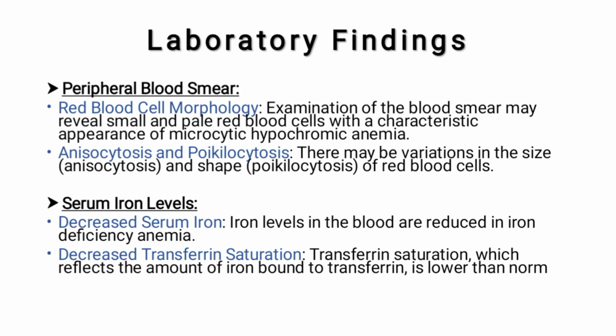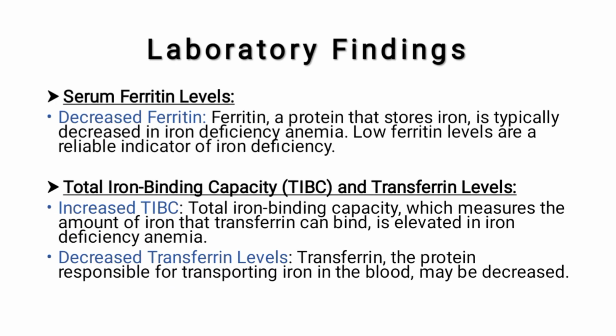Serum iron levels. Decreased serum iron. Iron levels in the blood are reduced in iron deficiency anemia. Decreased transferrin saturation. Transferrin saturation, which reflects the amount of iron bound to transferrin, is lower than normal. Serum ferritin levels. Decreased ferritin. Ferritin, a protein that stores iron, is typically decreased in iron deficiency anemia. Low ferritin levels are a reliable indicator of iron deficiency.